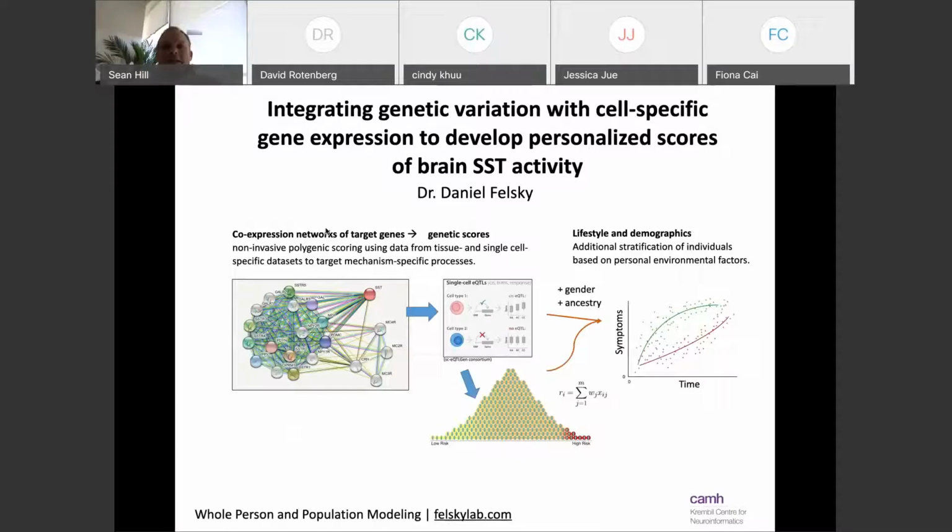And finally, Dr. Daniel Felsky leads the whole person modeling team, and there you can use co-expression networks of target genes and build up genetic scores combined with lifestyle and demographics in order to build better predictions of those whose brain activity may be impacted by vulnerabilities in the somatostatin pathway, for example. So this is again looking for those opportunities to gather and integrate data and make predictions that can inform these specific pathways and inform better the stratification and prediction for each individual.